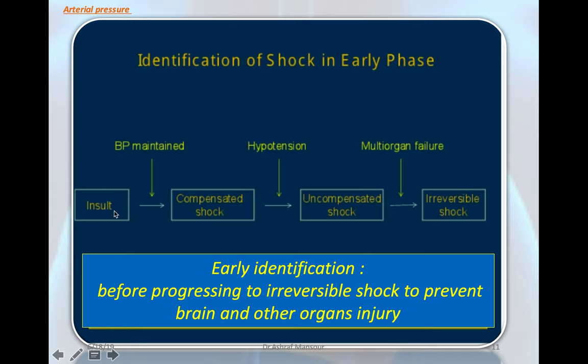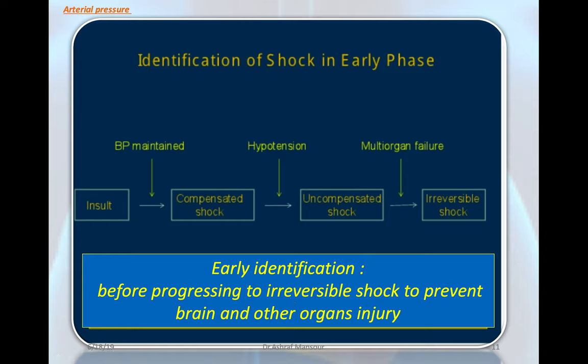So the pathophysiology will start with the insult, while the mean blood pressure is still maintained due to compensation of the shock. And when hypotension occurs, you mean that you are going to the uncompensated shock, which will lead to multi-organ failure, and then irreversible shock. So early identification before progressing to the irreversible shock, to prevent brain and other organ injury, is very important.